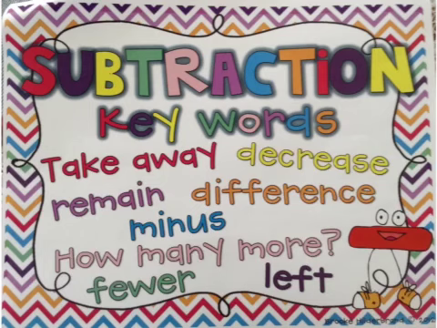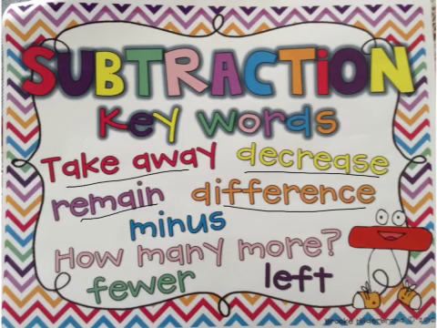The next picture that you're looking at is your subtraction keywords. Subtraction keywords are take away, decrease, remain, difference, minus, how many more, fewer, and left. When you read through your story problem, look and see if you have some of those words. If you do, then you'll know that the math operation you're going to use is subtraction. Let's look at our story problem.